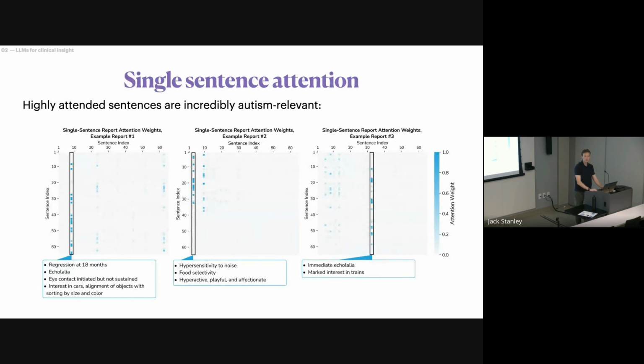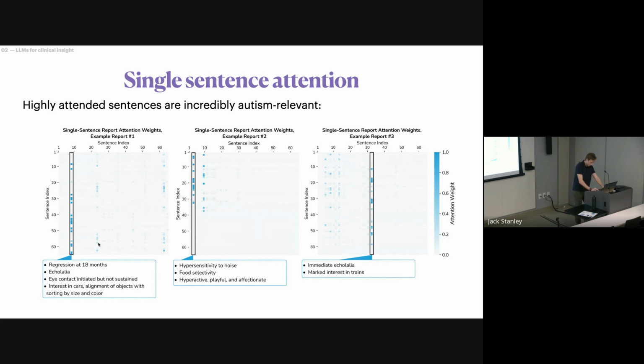So now looking at the single head attention matrices themselves, you can see here that these are the most attended to sentences in each report, outlined in this black box here, and we can see that these highly attended sentences are actually incredibly autism relevant. And when we showed these to our collaborators, they were astonished at how well this LLM could pinpoint specific sentences within these documents that were to them immediately indicative of autism.